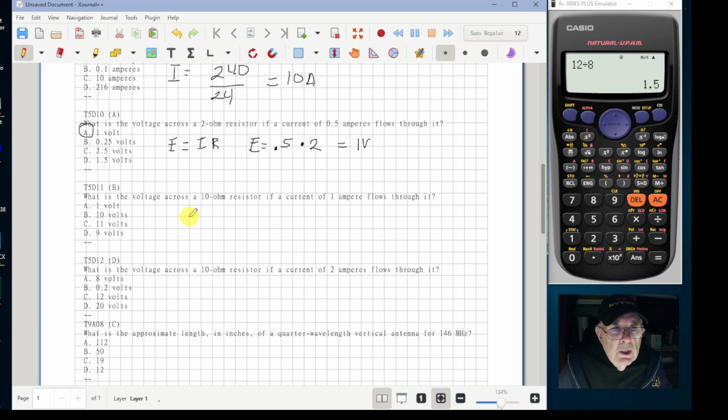What is the voltage across a 10 ohm resistor with 1 amp of current? So that's just 1 times 10. And when you're multiplying, the order doesn't matter. So yeah, this is the resistance times the current, but same thing. They're interchangeable. And 1 times 10 is just simply 10. So we are going to have 10 volts across that, which is B.